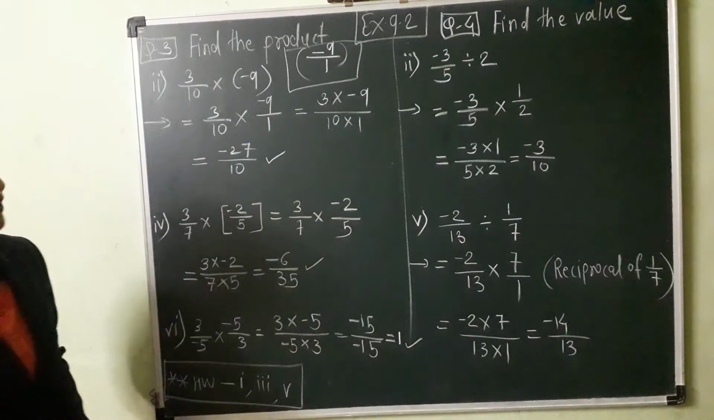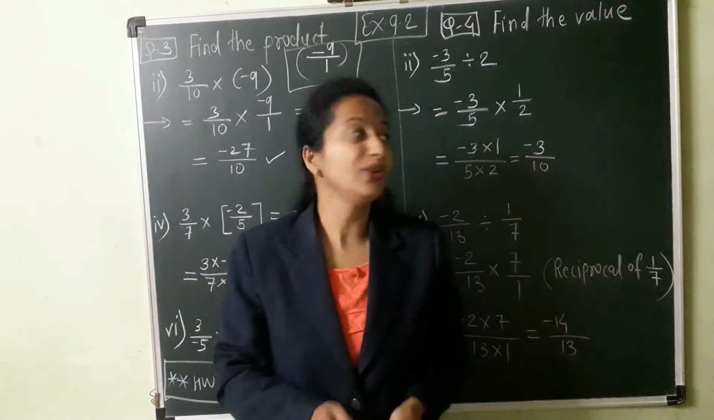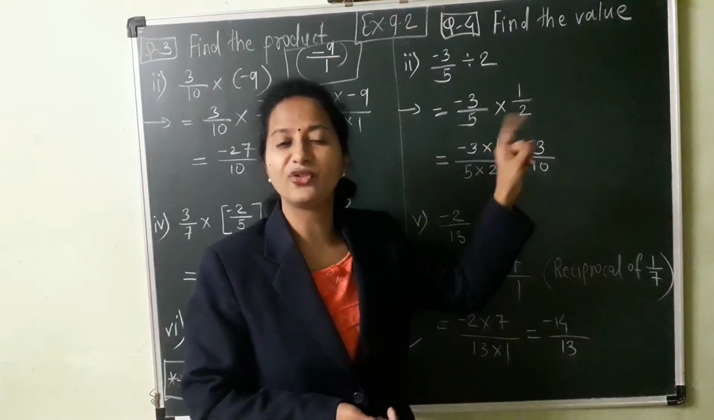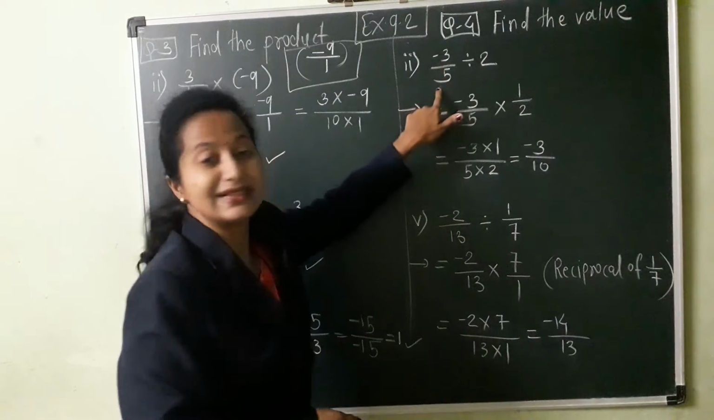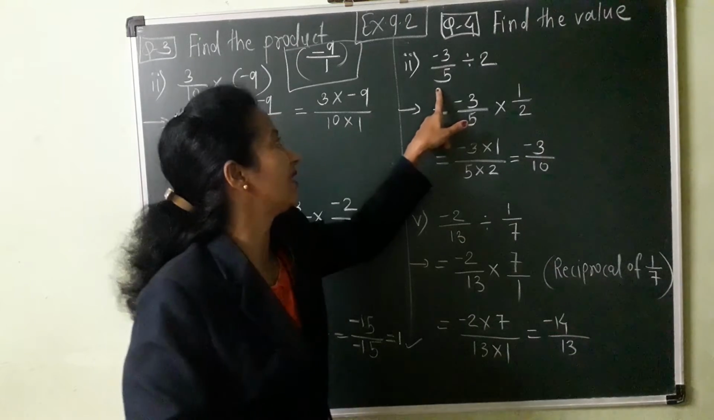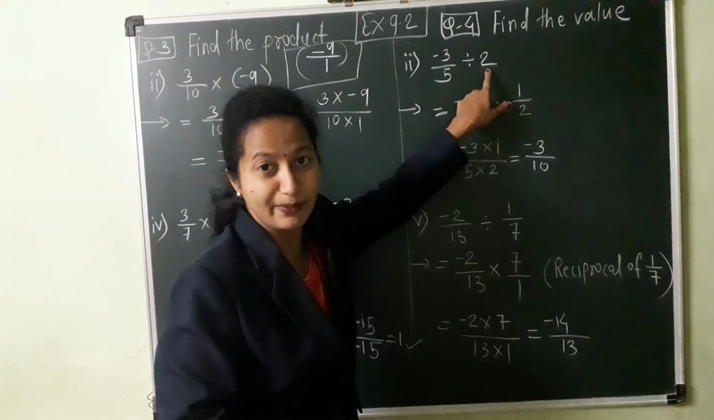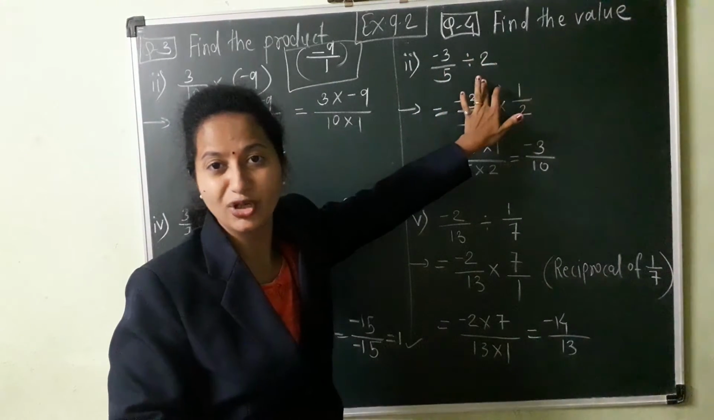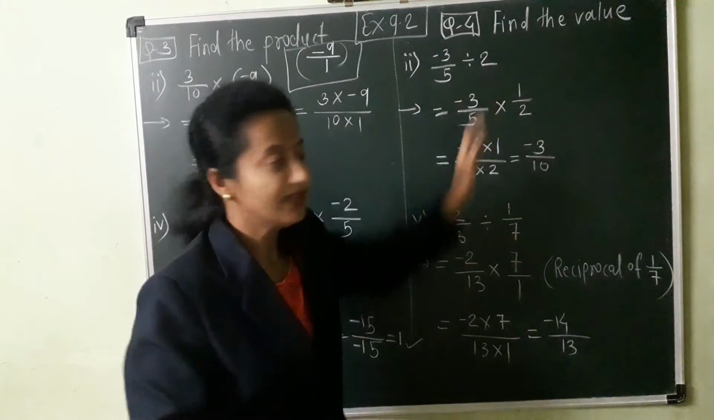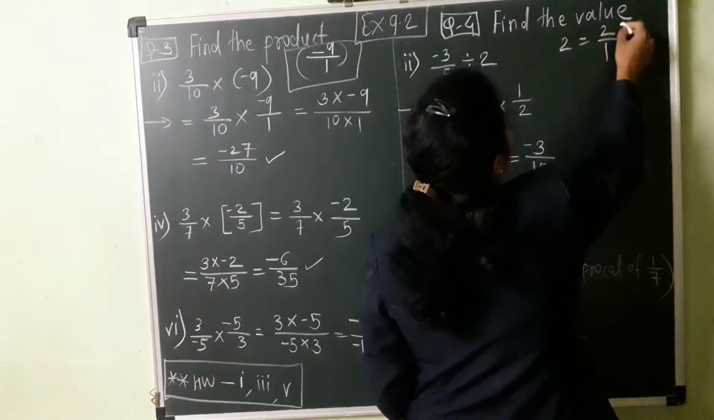Okay. Now question number 4, we are going to do division here. We have to find the value in question number 4. See this sum, the second one: minus 3 upon 5. This is the first rational number. The division sign is given here, and 2, a whole number, is given. As you know, nothing is there, so you have to consider the denominator as 1. So 2 is actually 2 upon 1.